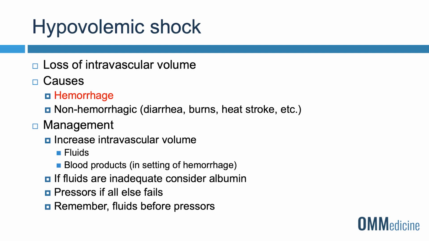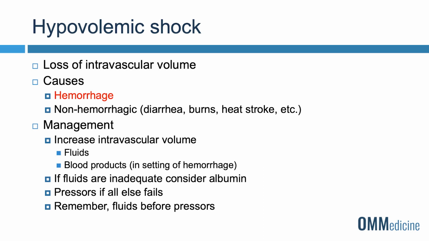So the first type of shock we'll talk about is hypovolemic shock, and this is going to be caused by a loss of intravascular volume. And one of the most common causes is going to be hemorrhage or a patient who is acutely bleeding. Now there are non-hemorrhagic causes of hypovolemic shock in which we are losing intravascular volume from a source that is not an acute bleed, and these are typically going to be patients who have large burns, heat stroke, or diarrhea.